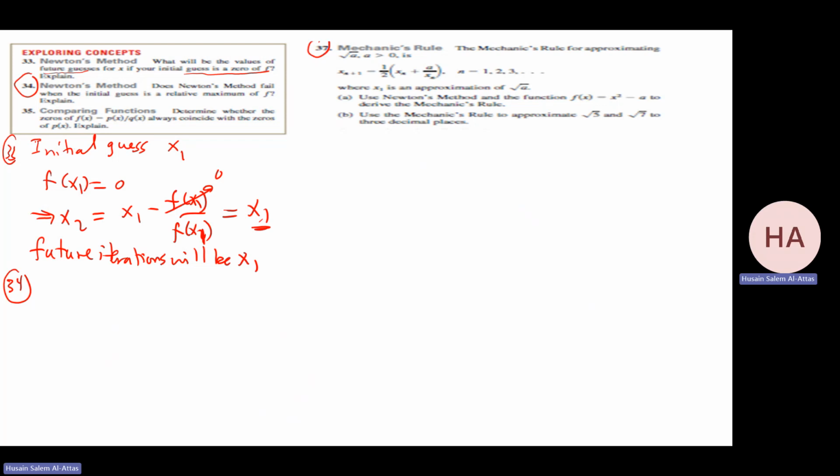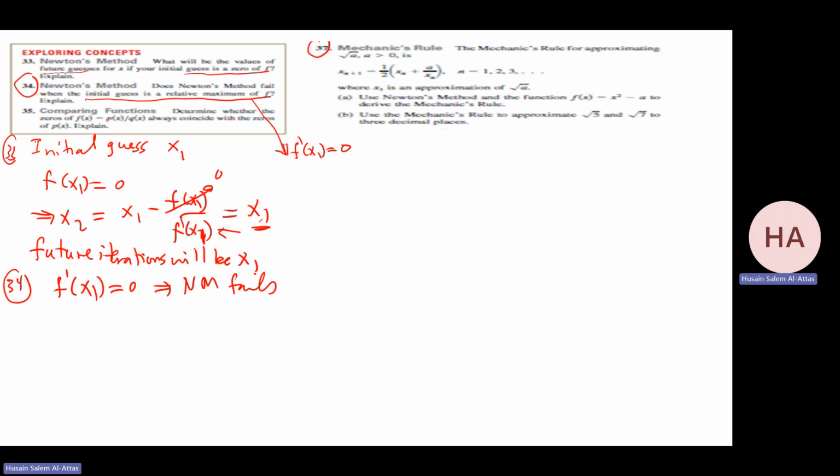Does Newton's method fail when the initial guess is a relative maximum? Relative maximum means what? f prime at x1 equals 0. So what will happen? Then f prime at my initial guess is 0. Newton's method will fail. How can I divide by f prime? Okay.